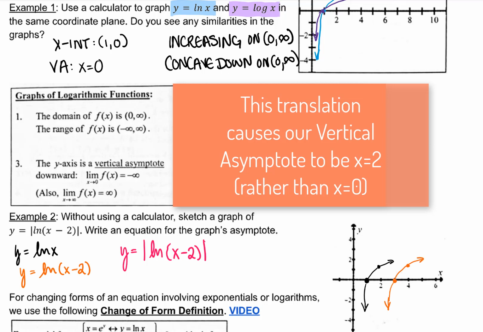And now I'm going to take the orange graph and make it absolute value. So any y values that are below the x-axis should be reflected to be above the x-axis. That pink graph is our graph.